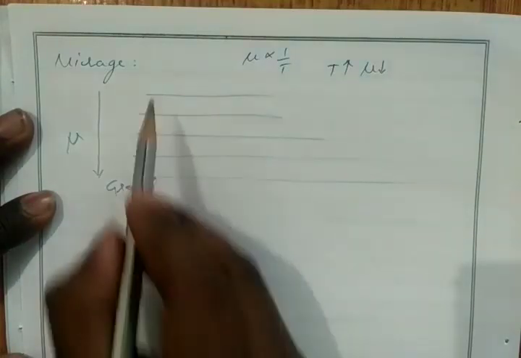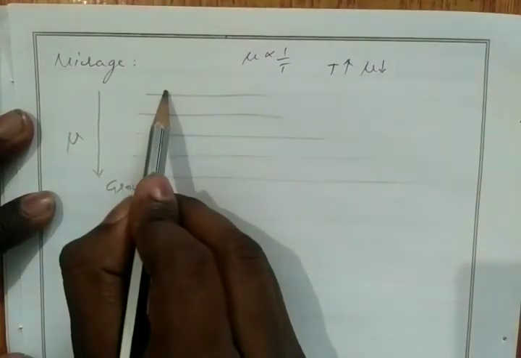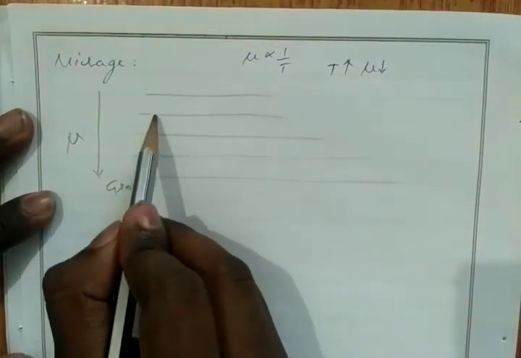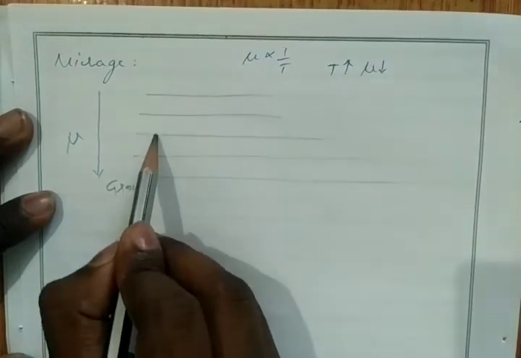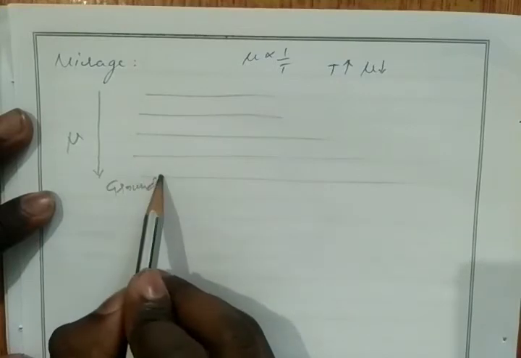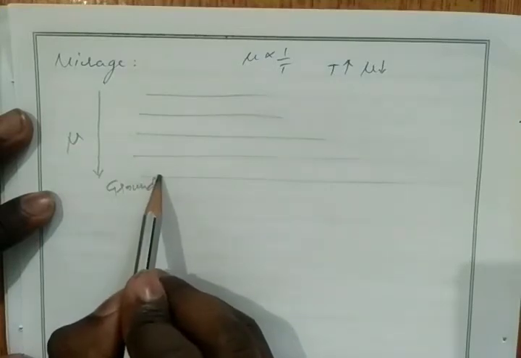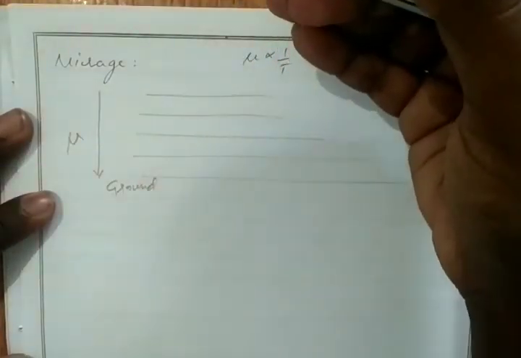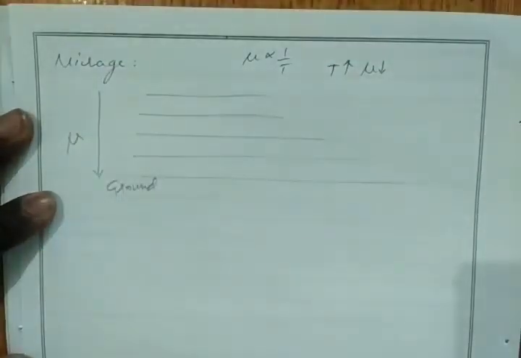Correct. Why? Because here we have less temperature, more refractive index. Then again less temperature, more refractive index. Then temperature will increase, less refractive index. Okay. So refractive index will be lesser from top to bottom.